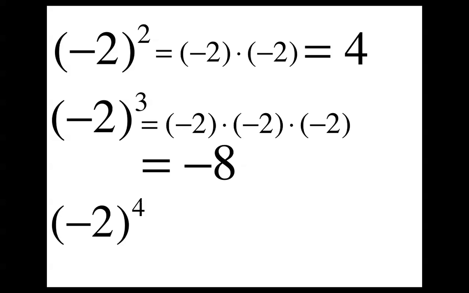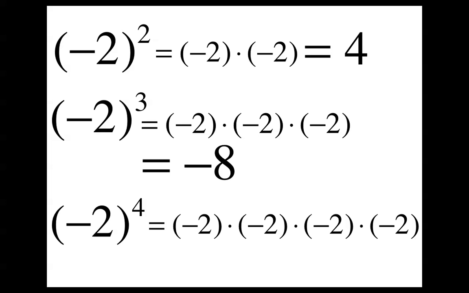But then if you do negative 2 to the 4th power, and you have negative times a negative times a negative times a negative, the first two negatives cancel out, and the third and the fourth negatives cancel out, and there's no more negatives left, so your answer comes out positive. And you could probably guess that if you had negative 2 to the 5th, it would come out negative, and if you had negative 2 to the 6th, it would come out positive, and it would alternate positive, negative, like that.